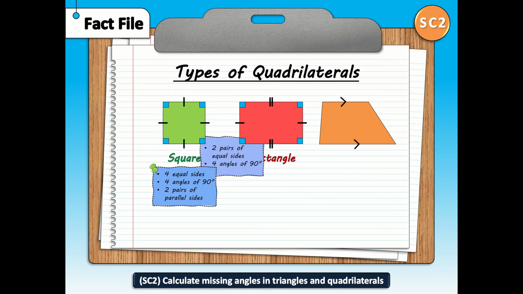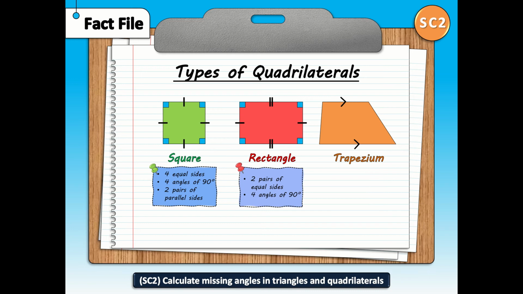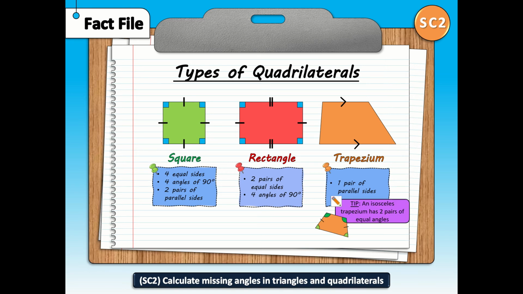The rectangle has 2 pairs of equal sides and 4 angles of 90 degrees. A trapezium, which has 1 pair of parallel sides. An isosceles trapezium has 2 pairs of equal angles, so that's where the 2 sides are both the same length.